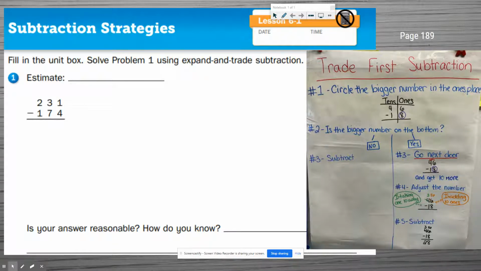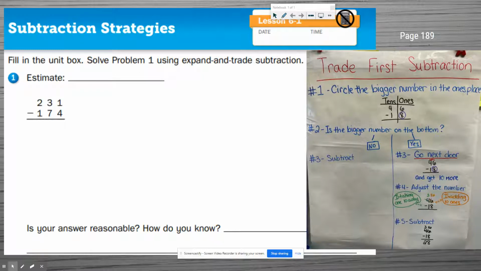Then we ask ourselves, is the bigger number on the bottom? If it is on the bottom, then you go next door. If it's not on the bottom and it's on top, then you can just subtract. You don't need to trade. So if it is on the bottom and we go next door, we're going to get 10 more. So we have to adjust our numbers by taking 1 ten away and adding that 10 to the ones place. Once we have adjusted our numbers, then we can subtract.